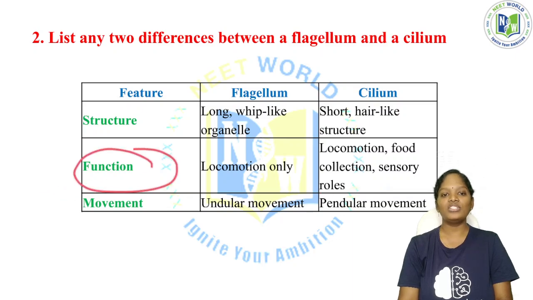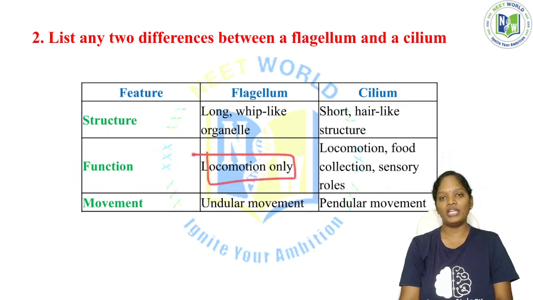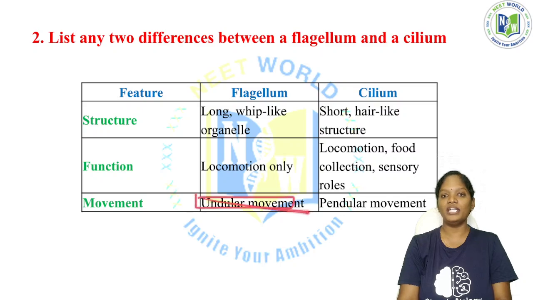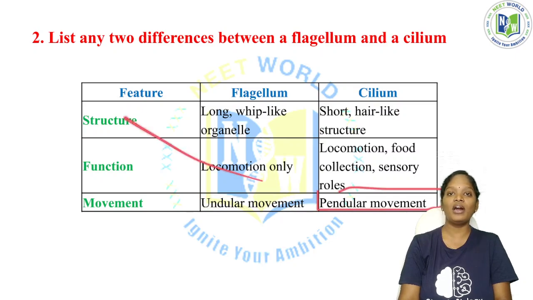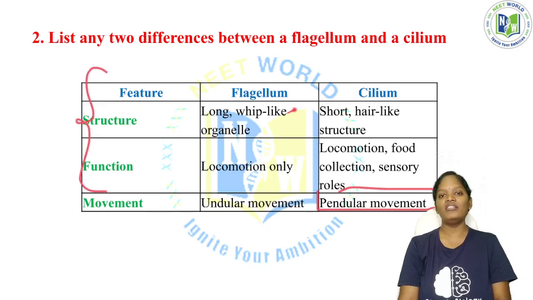The function of the flagellum will be locomotion only. You should understand clearly the function of the flagellum and cilia. The flagellum has only one function, and that is locomotion. Cilia do the function not only with respect to locomotion but also food collection and sensory roles. All these things are done by the ciliary structure. The flagellar movement is undulatory movement, and the ciliary movement is pendular movement. So these are the differences between the flagellum and the cilia.